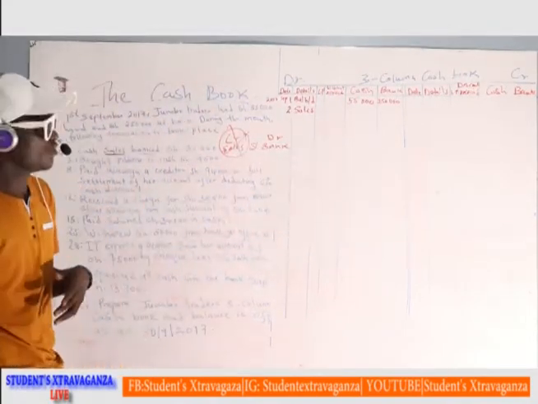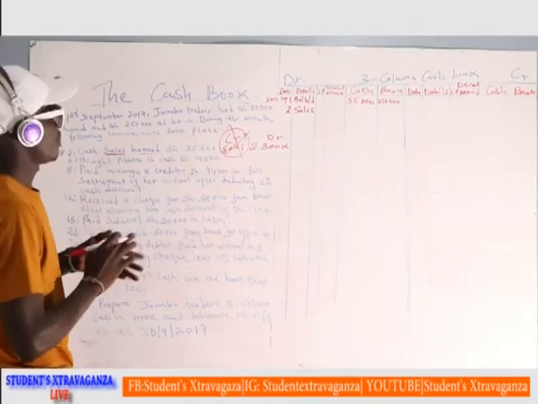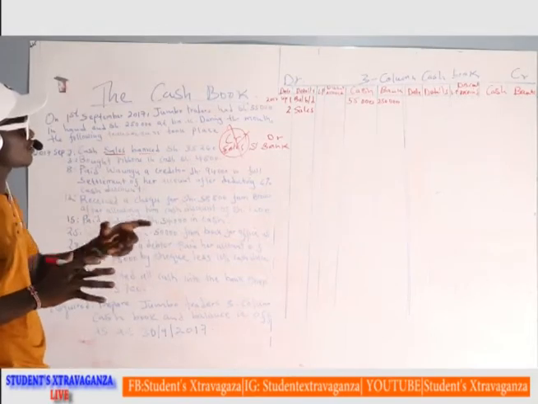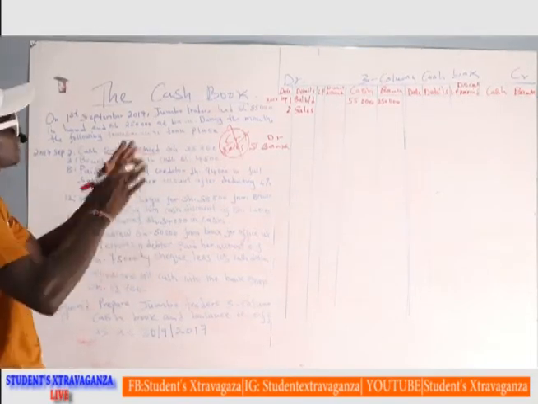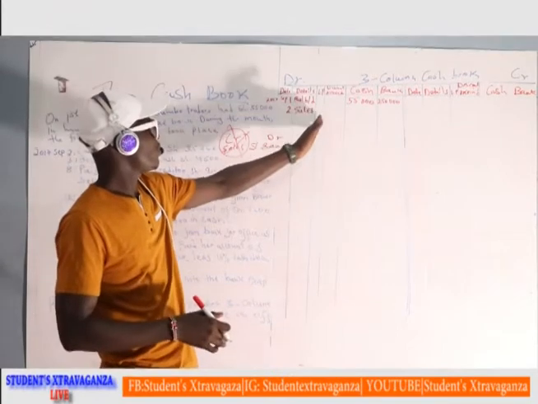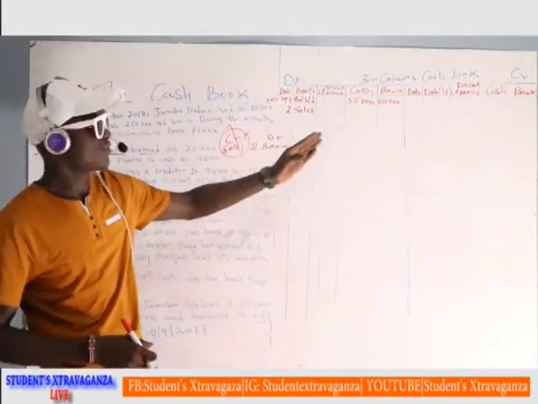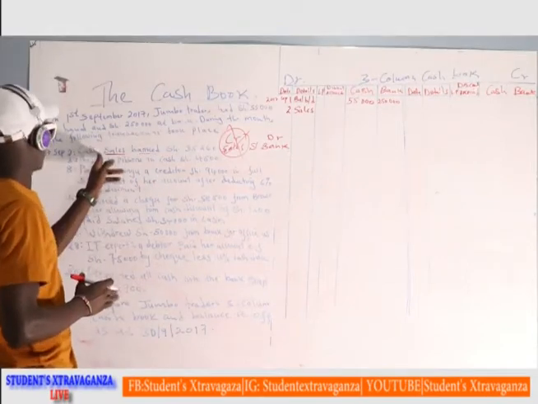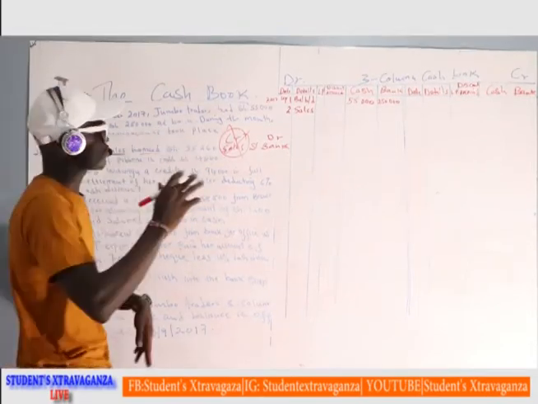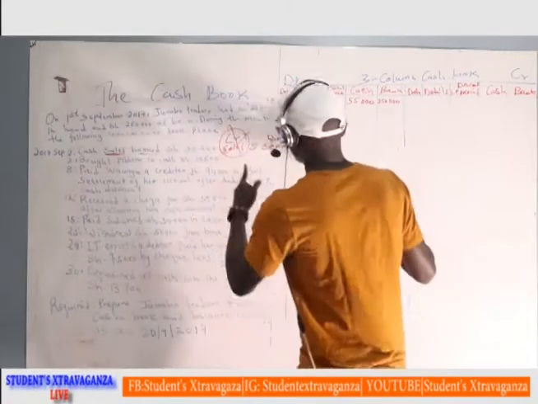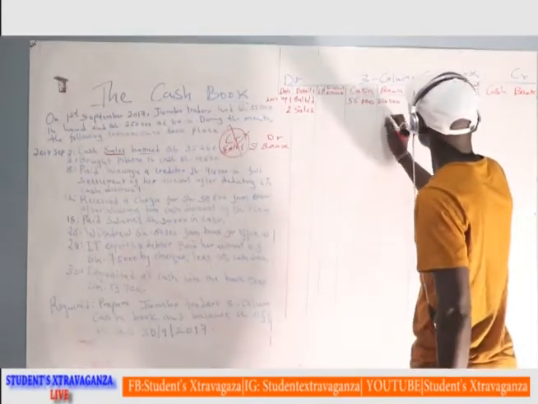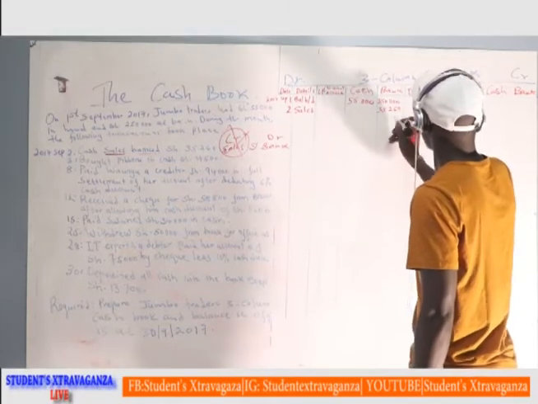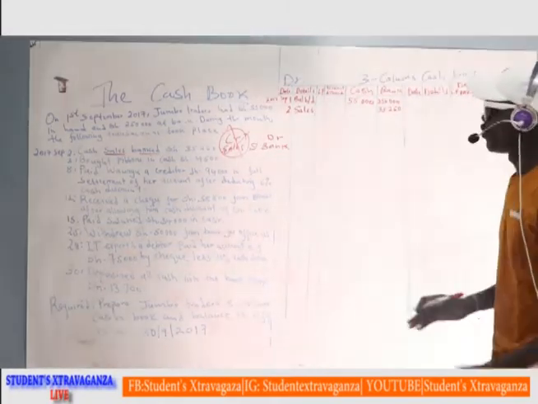Leave the ledger folio for some minutes. I would like us to understand the way we record these transactions first on the 3-column cash book, then I'll tell you later the way we are going to deal with the ledger folio column. We are not yet done with cash sales banked 35,200 on the bank column. We are done with that.